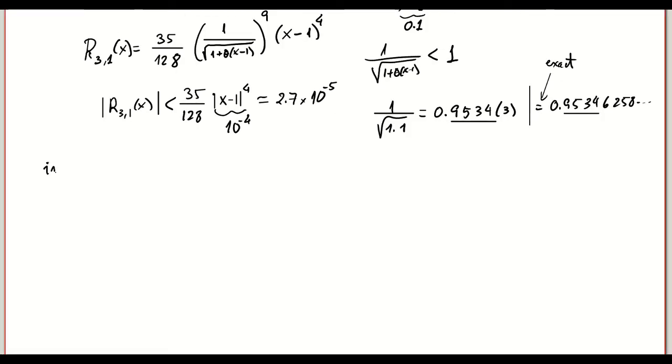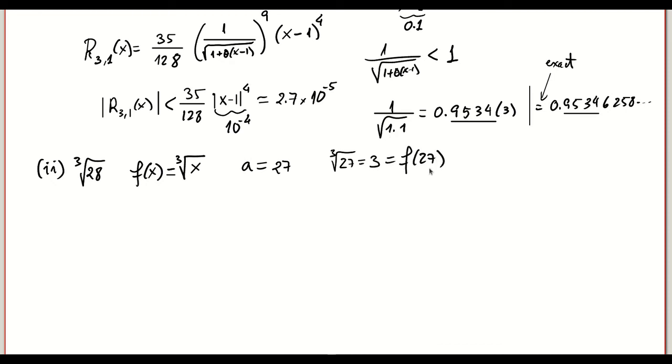The second number we need to estimate is the cubic root of 28. For that, we're going to use the function the cubic root of x. And we need a number that is close enough to 28 so that the local approximation makes sense to approximate the cubic root of 28. But at the same time, the cubic root must be easy to calculate, and that number is 27, because the cubic root of 27 is equal to 3. That is f(27), all right?